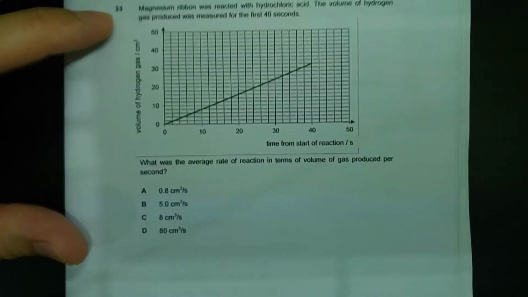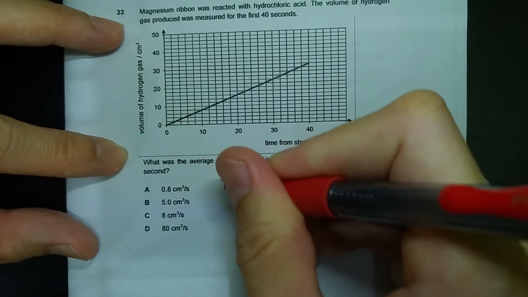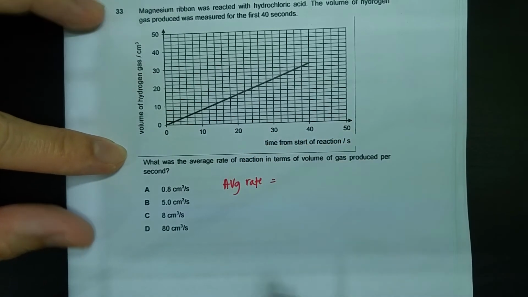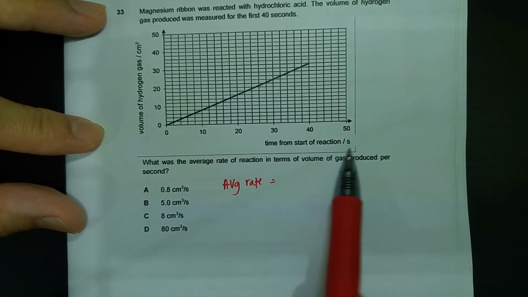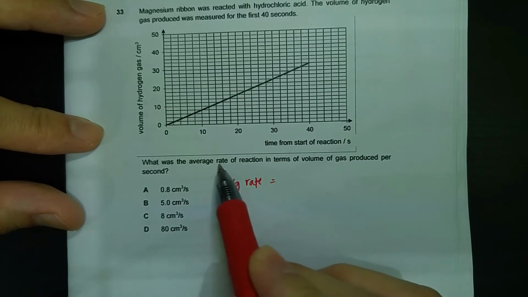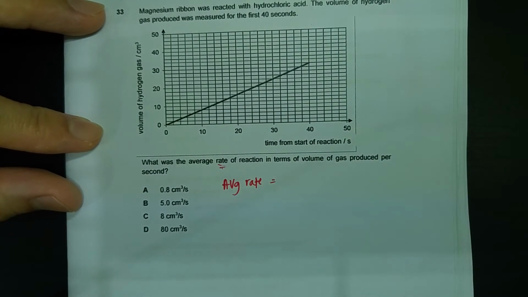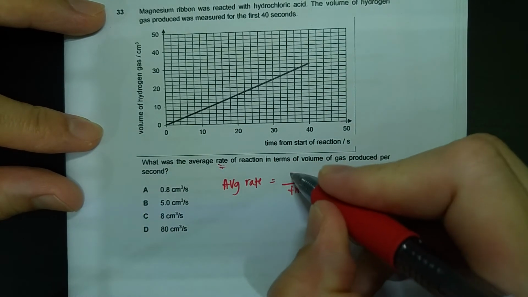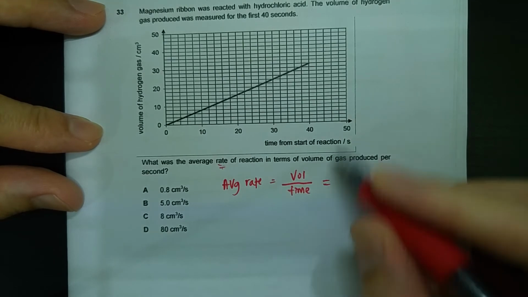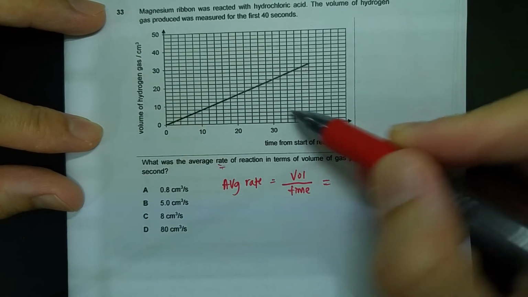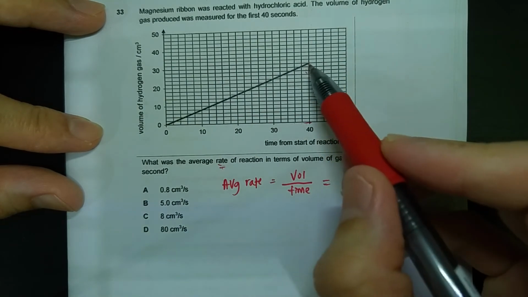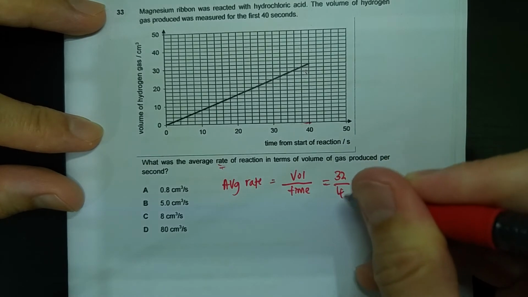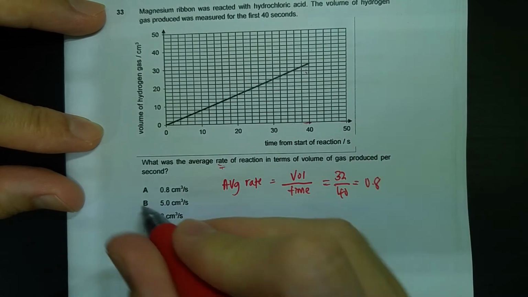This question, what was the average rate of reaction? So the average rate of reaction would be the volume divided by the time. Rate of reaction or speed of reaction must be per time. The denominator must be time. So you have the time. In this case, the numerator would be the volume of hydrogen gas. So in this case, you just need to look at the gradient, which is read across 32 and then 40, which is 0.8. The answer is A.